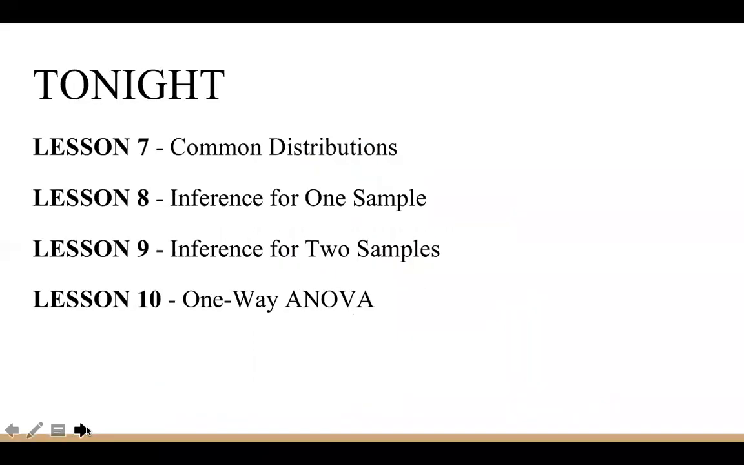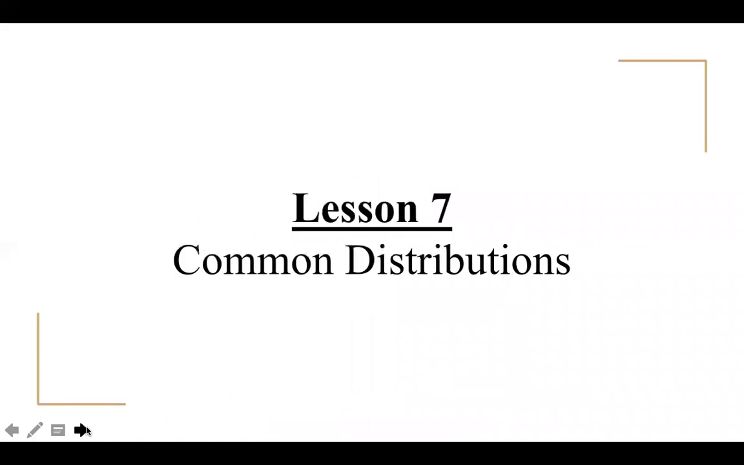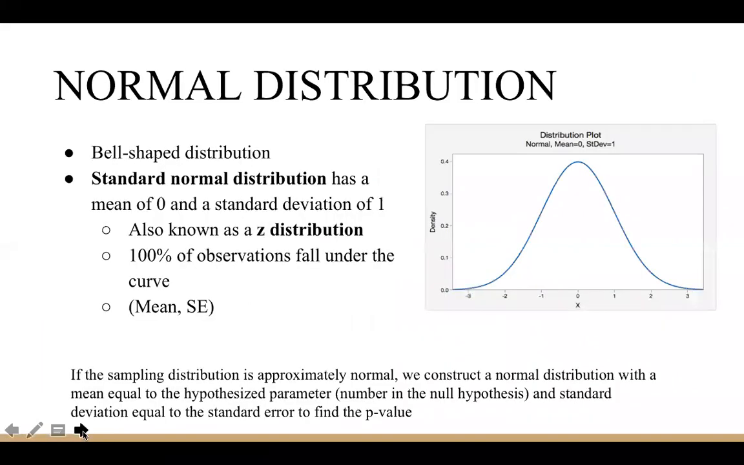Okay, so we're going to go through lessons 7 through 10 tonight. We're going to start with lesson 7, which is common distributions. Remember talking about the normal distribution? It's that bell-shaped distribution that has a mean of 0 with a standard deviation of 1. It's also known as the z-distribution, so that's what you plug your z-scores into to get your p-values. And 100% of these observations fall under the curve.